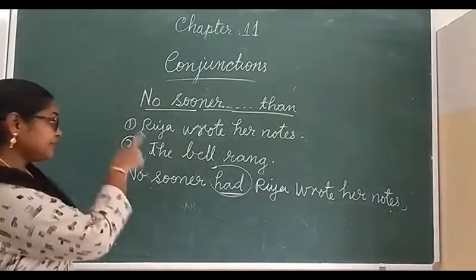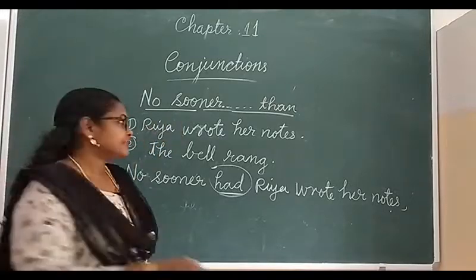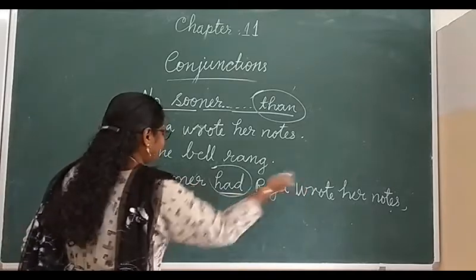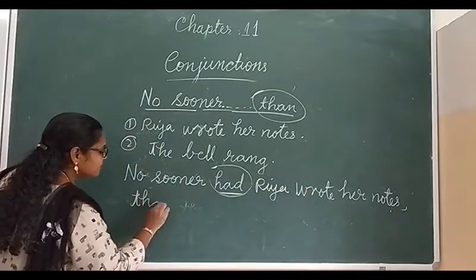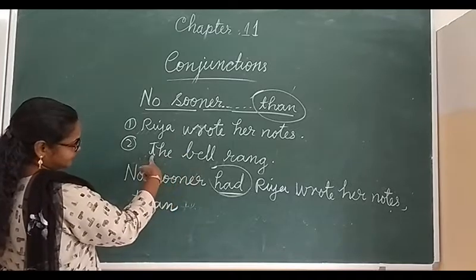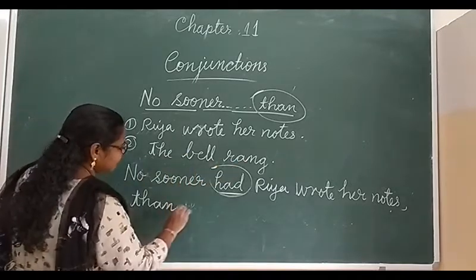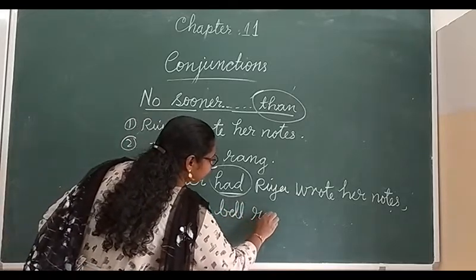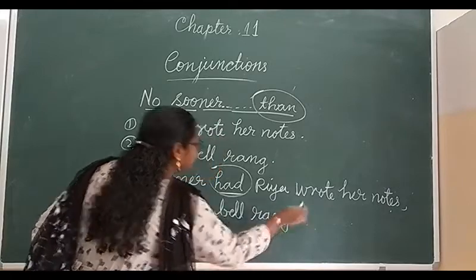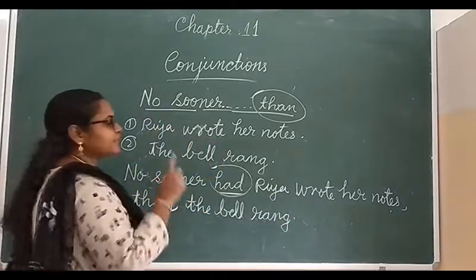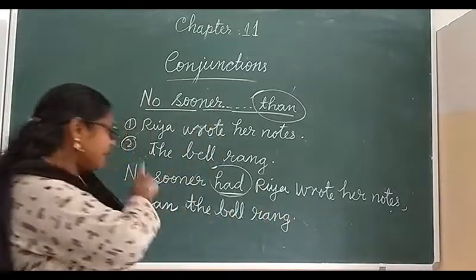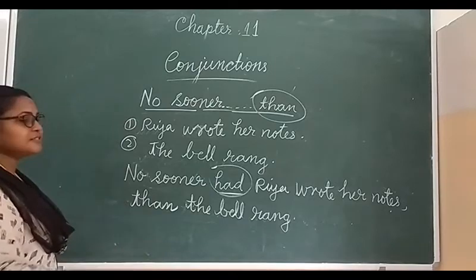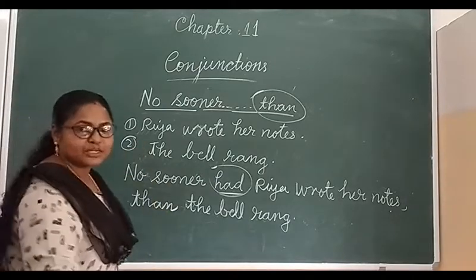comma. Then we have to put the rest of the conjunction, that is "than." No sooner had Ria wrote her notes than the bell rang. No sooner had Ria wrote her notes than the bell rang. Okay, that is the sentence we used with this conjunction, no sooner than.